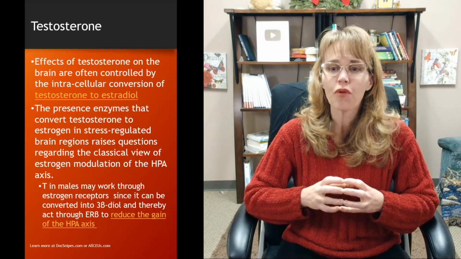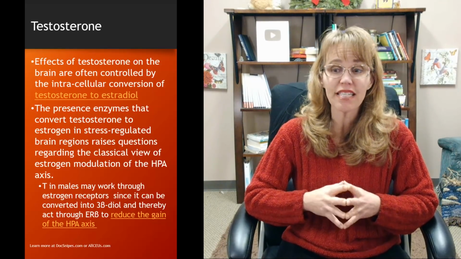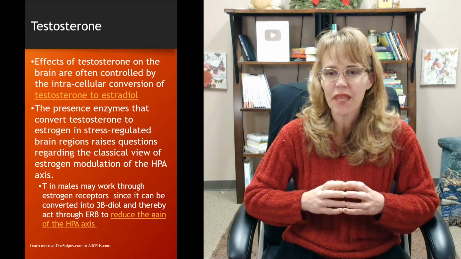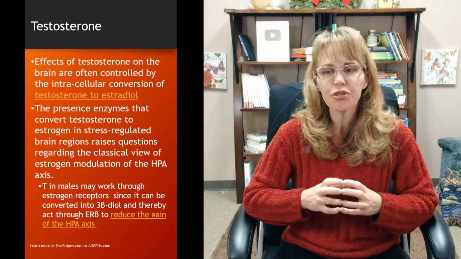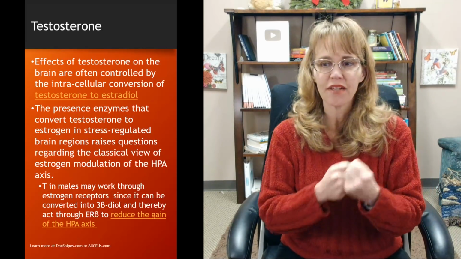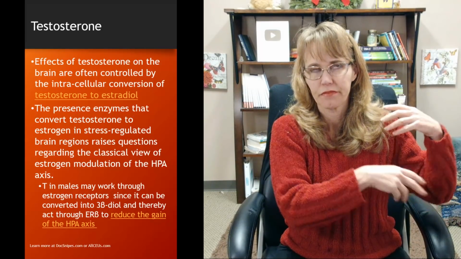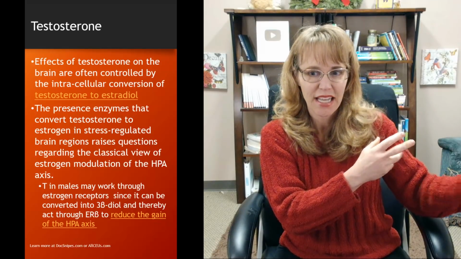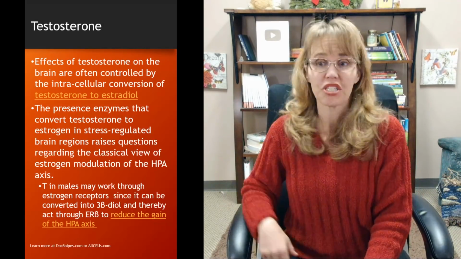Testosterone in males may work through the estrogen receptors since it can be converted to 3-beta-diol and thereby act through estrogen receptor beta to reduce the gain in the HPA axis. So when testosterone is broken down into 3-beta-diol, which is a metabolite of the androgens, it can act on the estrogen receptor beta, which is kind of interesting.